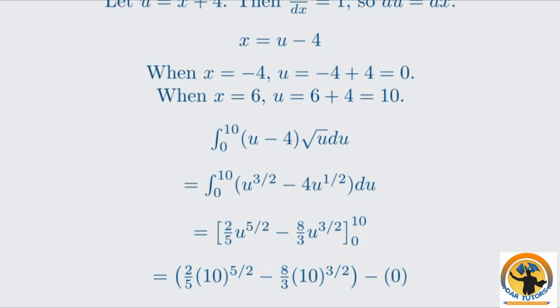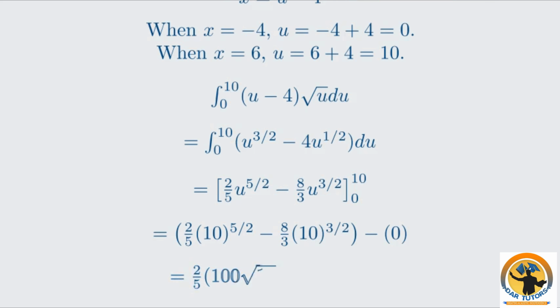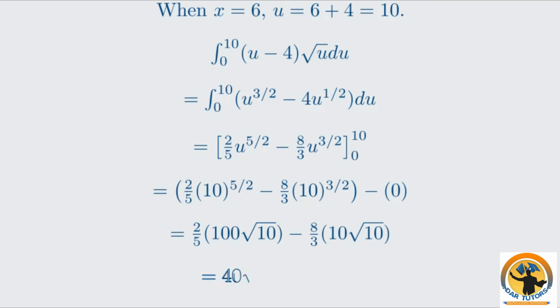Let's simplify the terms. 10 to the 5/2 is 100 times the square root of 10. 10 to the 3/2 is 10 times the square root of 10. So we have 2/5 times 100 root 10 minus 8/3 times 10 root 10. This simplifies to 40 root 10 minus 80 over 3 root 10.